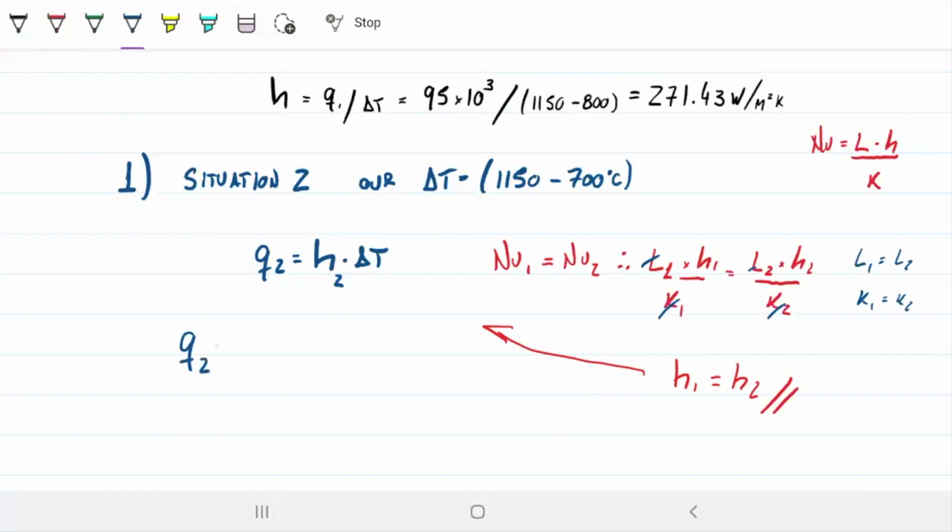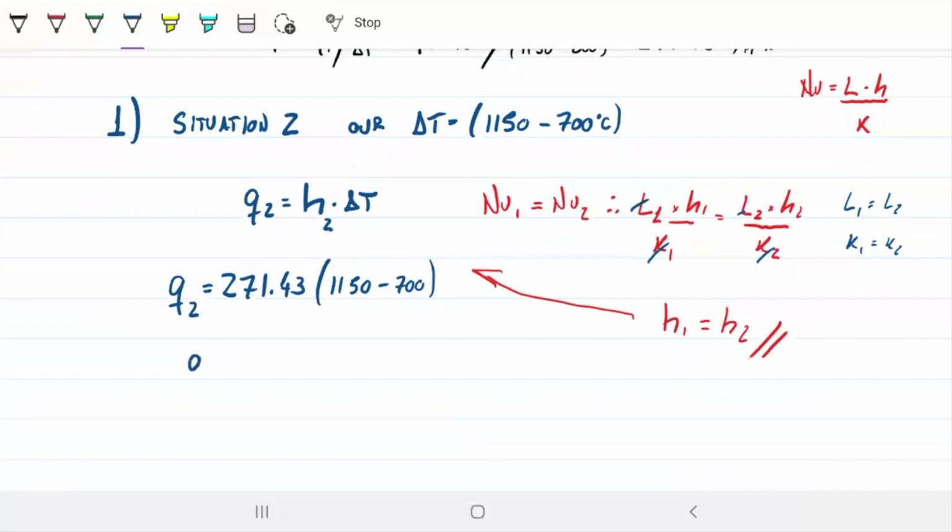My Q2 equals 271.43 times 1150 minus 700. And then I would expect this to be greater than my Q1 because I have a greater difference in temperature. And indeed, we get 122.1 thousand watts per meter squared. So this would be the answer to the first part of the problem.